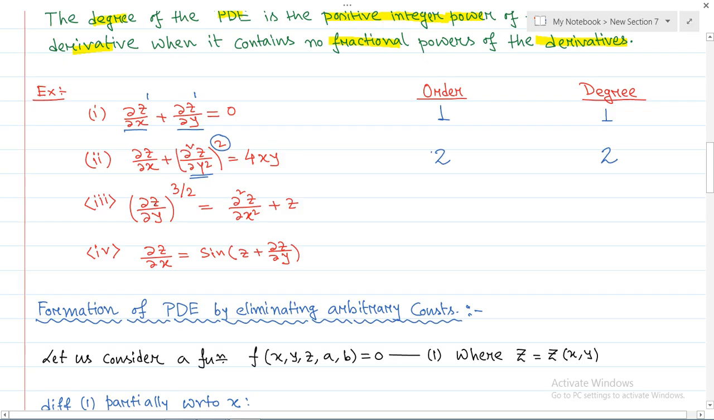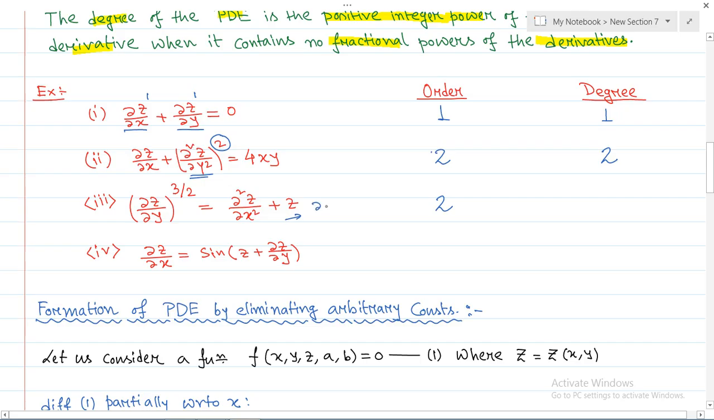Now we come to this one: (∂z/∂y)^(3/2) ∂²z/∂x² + z. Here the equation has a second order derivative as the highest order, so the order is 2. Now how do we find the degree? As I told earlier, to find the degree we have to make this equation free of fractions. So we have to take the square on both sides so that this 3/2 power vanishes.